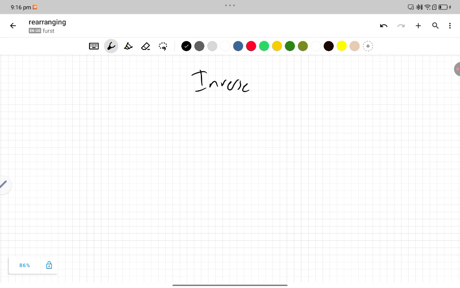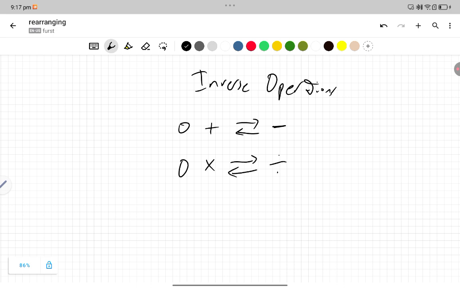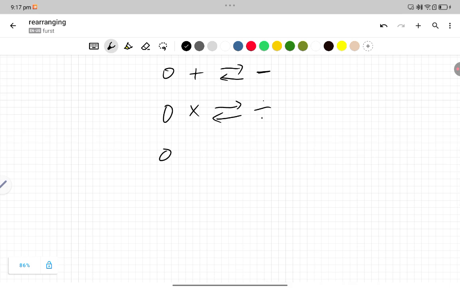So let's write these down. Inverse operations. The first one, if it's plus, well, what's the opposite of plus? It's minus, right? There's supposed to be 2 arrows, right? So from plus to minus, from minus to plus. If something's being multiplied, what's the opposite of multiplication? It's division, right?